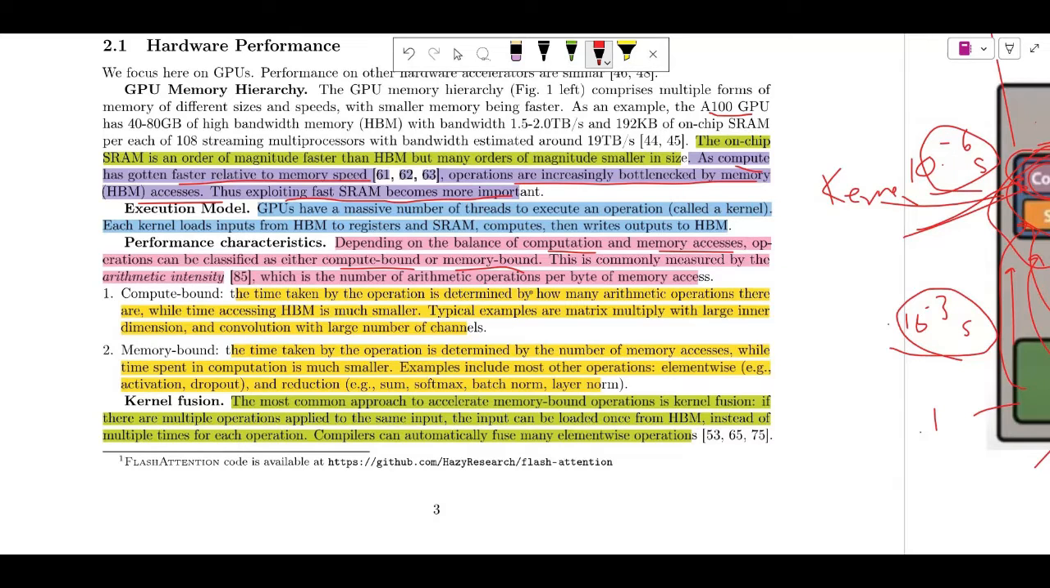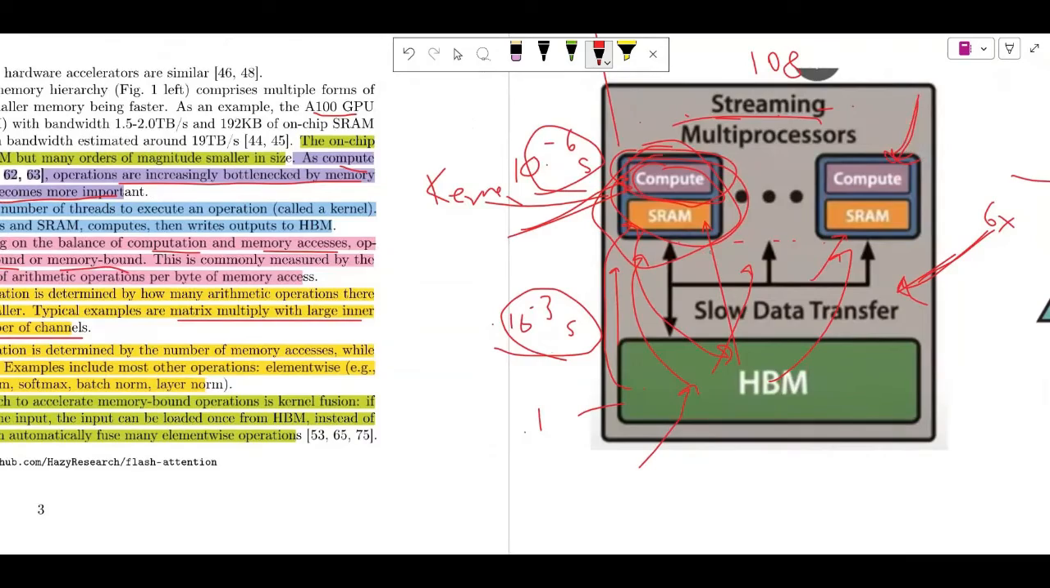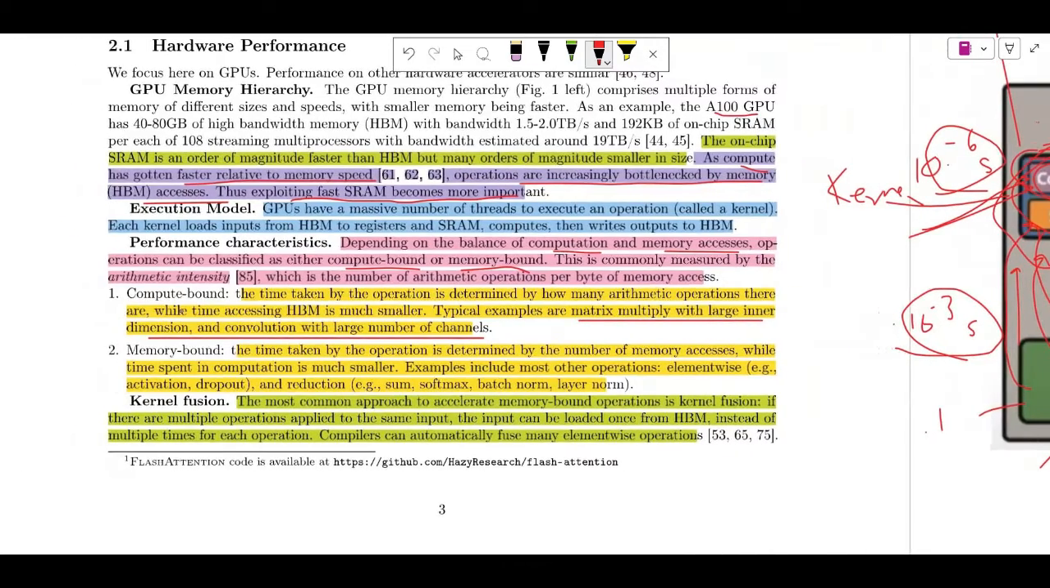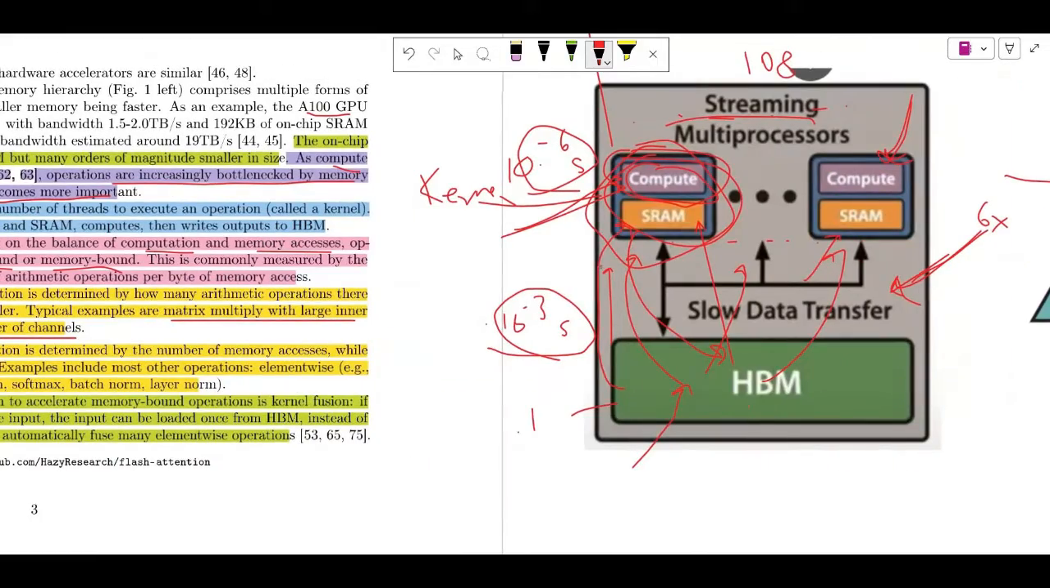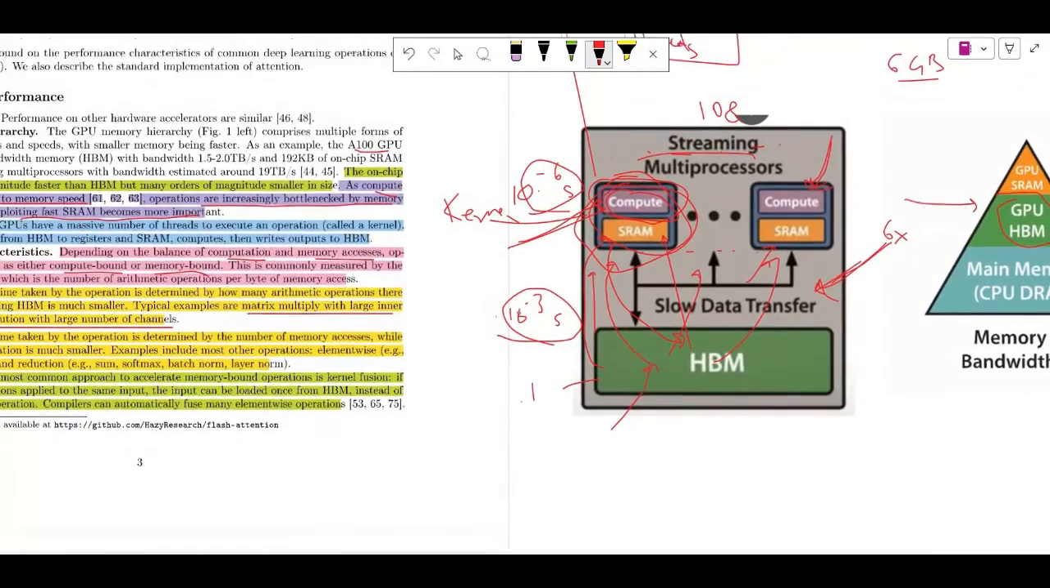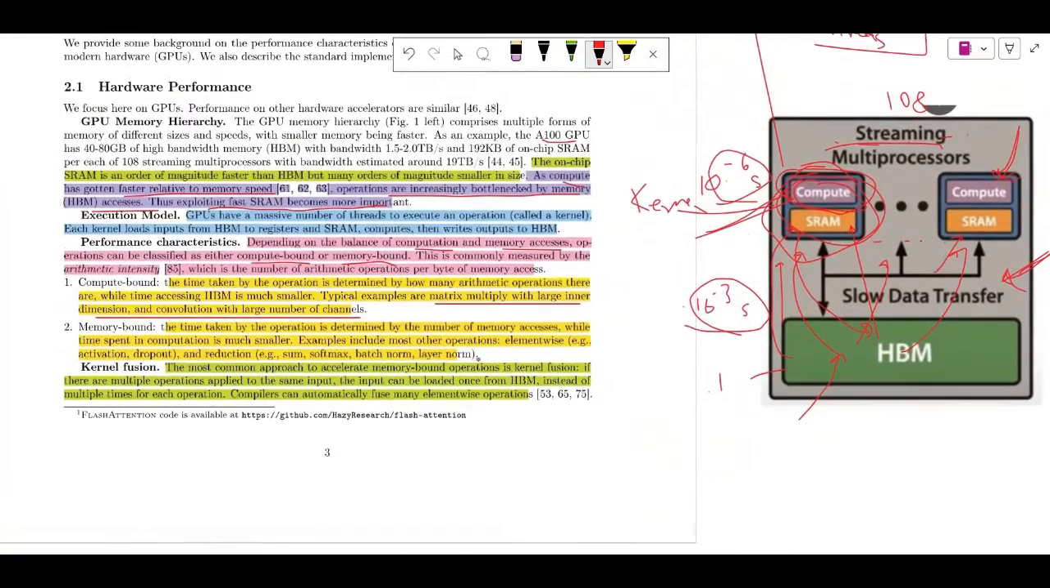Processes which are compute bound are bounded by the arithmetic operations they take, and the accesses to HBM are much slower. Typical examples of these are matrix multiplications with large inner dimensions and convolutions with a large number of channels. This is why I said that matrix multiplication might not be the best example, because it is actually a compute bound process. I am not very sure why this is compute bound and why other things are memory bound, but I'll assume that matrix multiplication involves a lot of operations.